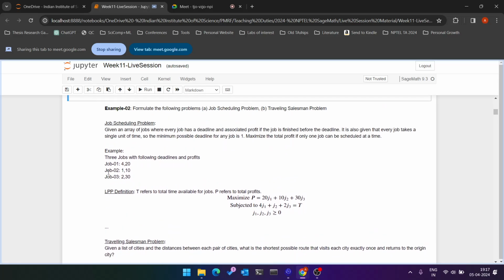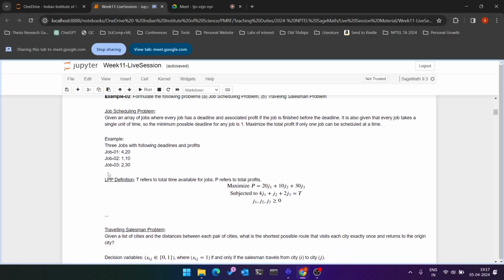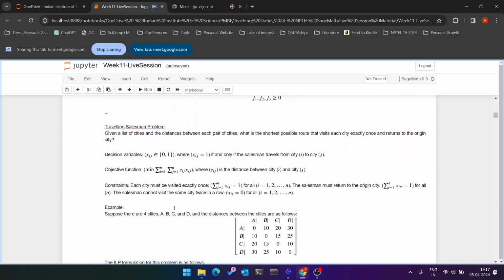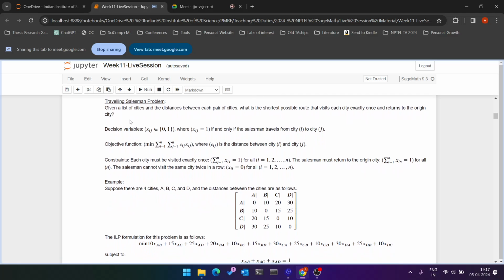Next is a slightly more involved problem. Again, another famous problem, the traveling salesman problem. Herein, we are given a list of cities and distances between each pair of cities. Then we are asked to find the shortest possible route such that one visits each city exactly once and returns back to the origin city. So one has to complete a loop. Say if there are 4 cities A, B, C, D, and the starting point is A, one wants to return back to city A itself.